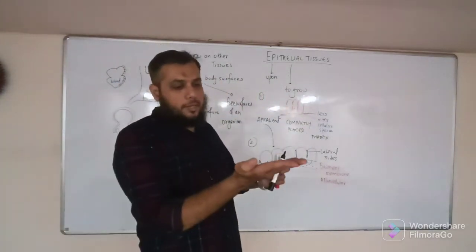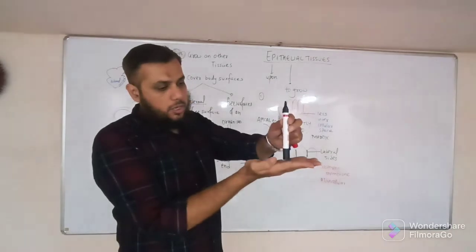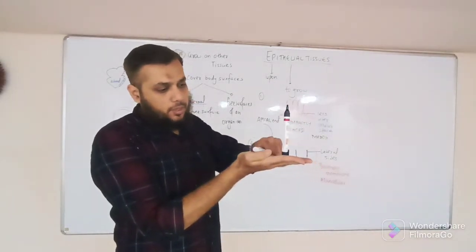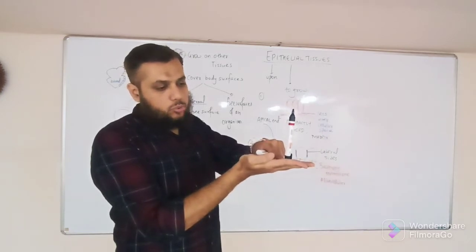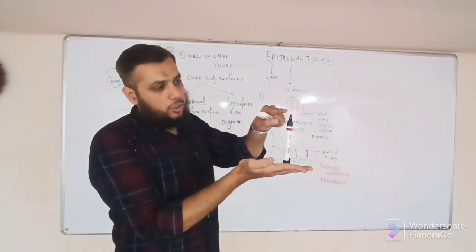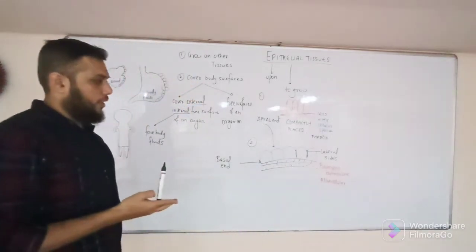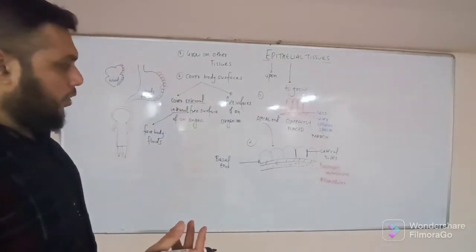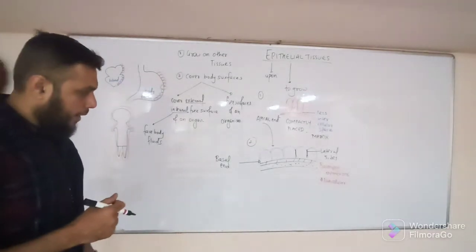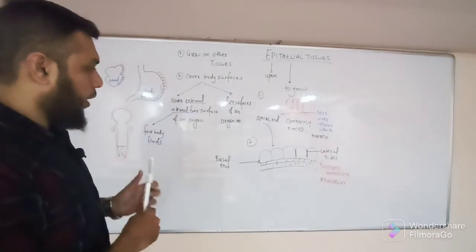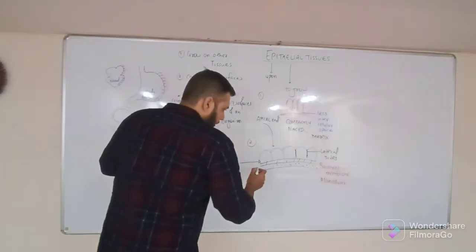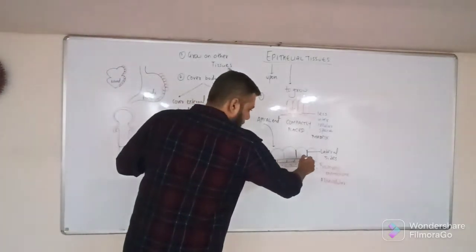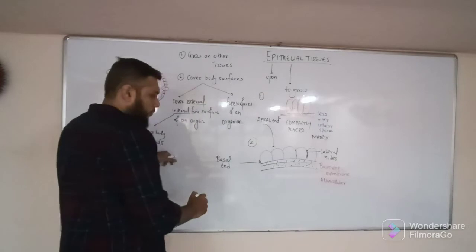Just imagine that my palm is the basement membrane, and this marker is the epithelial cell. The part which is close to the basement membrane is the basal end, and the top end is called the apical end. So is the basement membrane cellular or non-cellular? It is non-cellular, and it consists of two layers, which in this diagram I have shown as cross lines and dots.